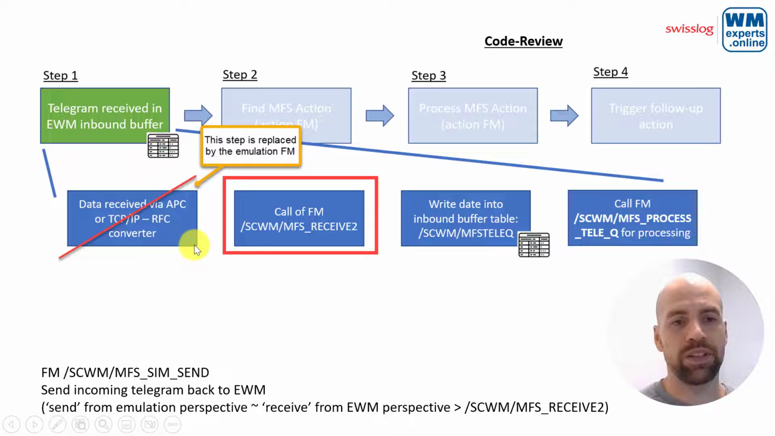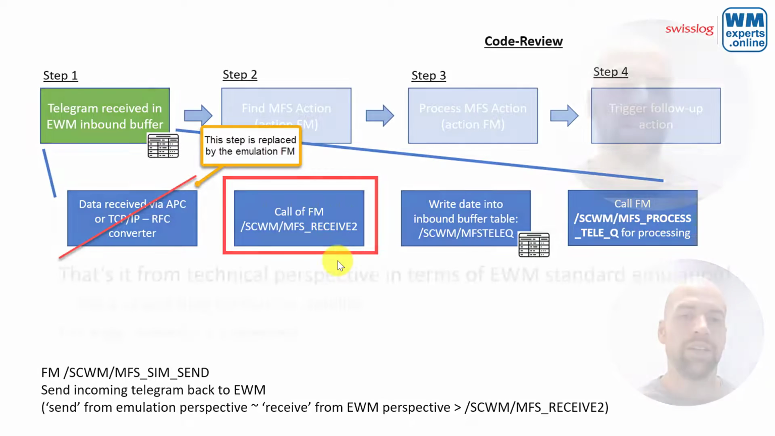So no matter whether the stuff is coming from real subsystem, so the stuff which is crossed out here, or whether it's coming from the emulation, we are calling this receive to function module, which stores the data in the inbound buffer table MFS telequeue, and from here telegram is being processed by function module MFS process telequeue. But from here onwards, everything is exactly the same, no matter whether the emulation called MFS receive to or whether the subsystem called this function module.